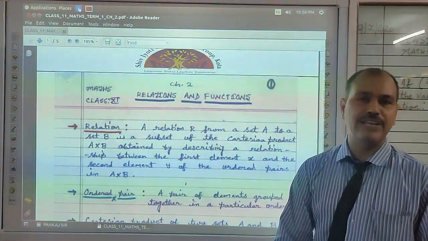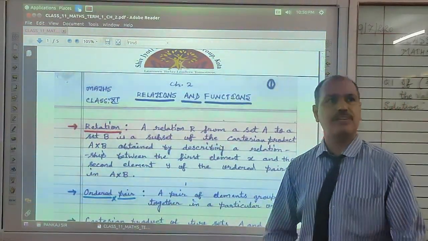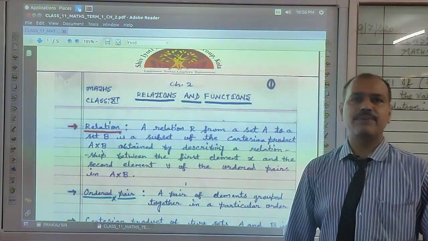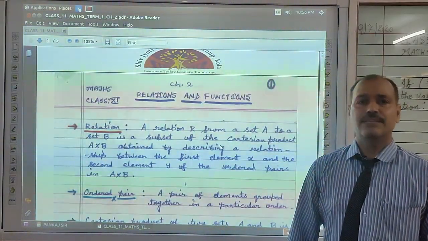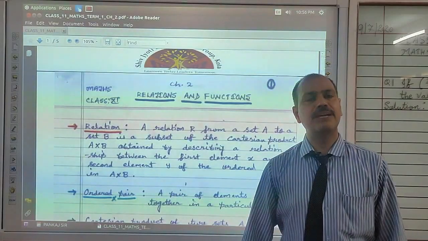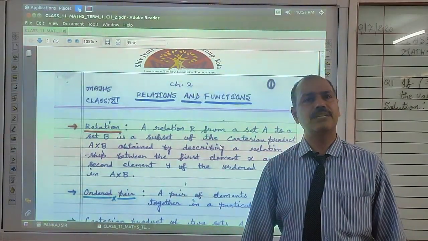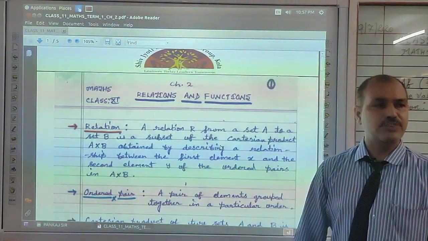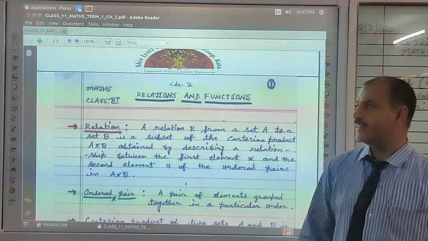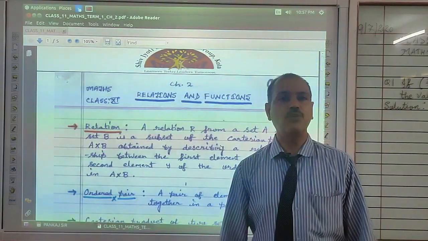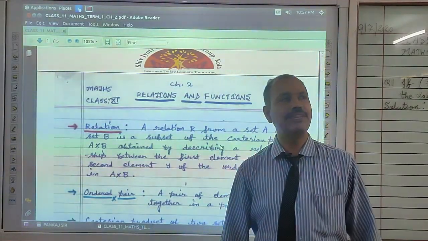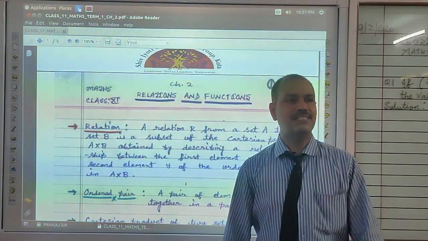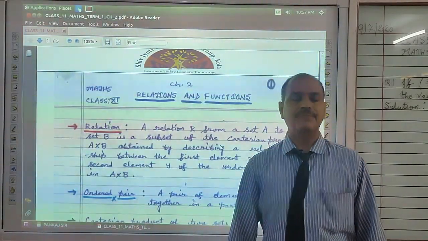Now, examples of relation. We all know natural numbers, represented by capital N. Whole numbers, represented by W. Integers, represented by Z. Rational numbers, represented by Q. They are all related to each other. How come? What is the relation between natural numbers, whole numbers, integers and rational numbers?